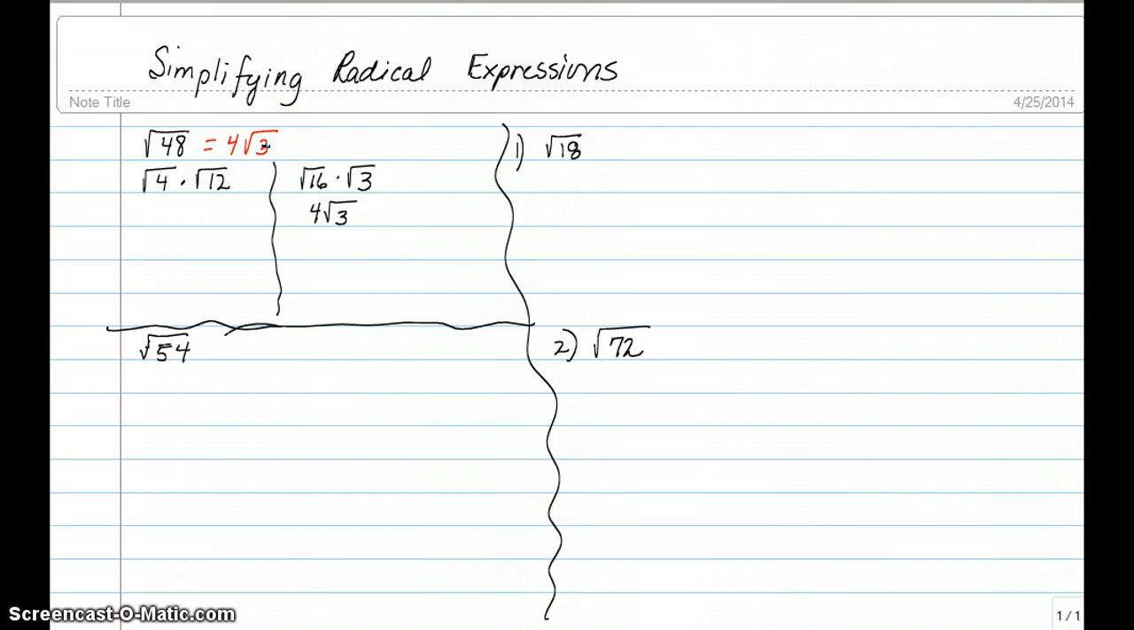This becomes important in Chapter 2 when you need to rationalize the denominator. Most of the time you don't have to worry about it, but if you do, you need to know how to simplify radical expressions completely.